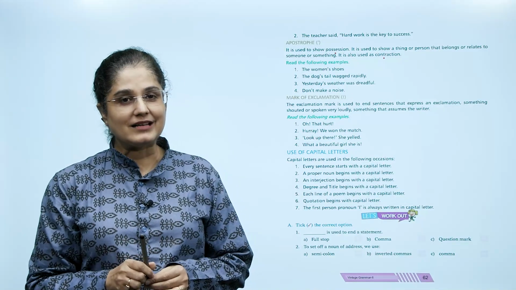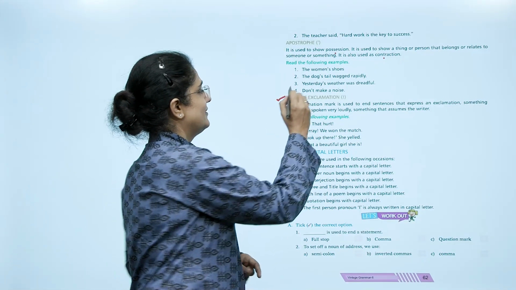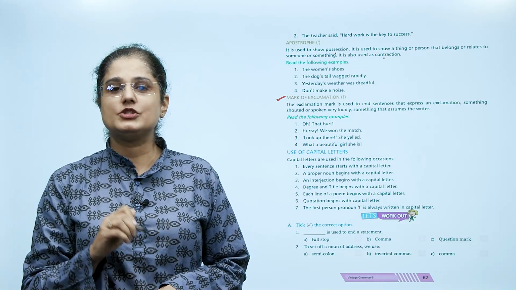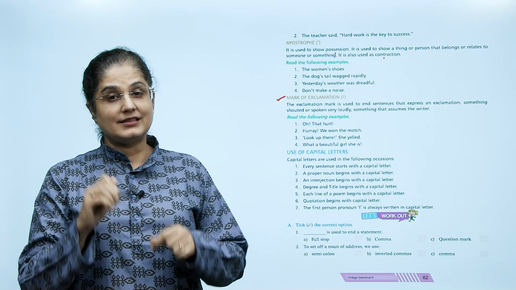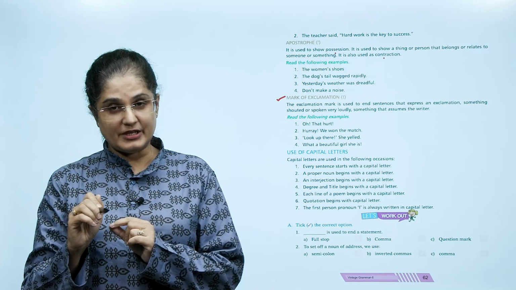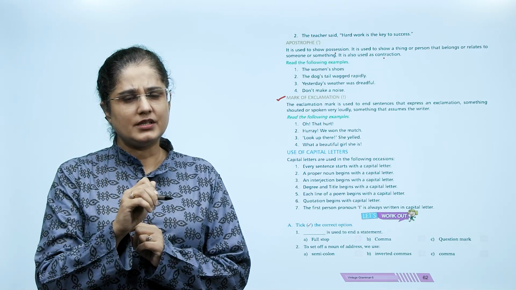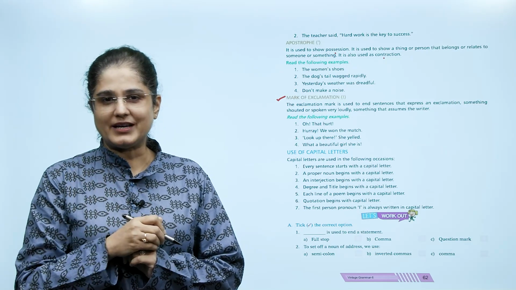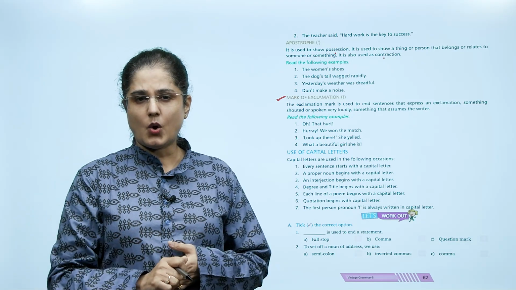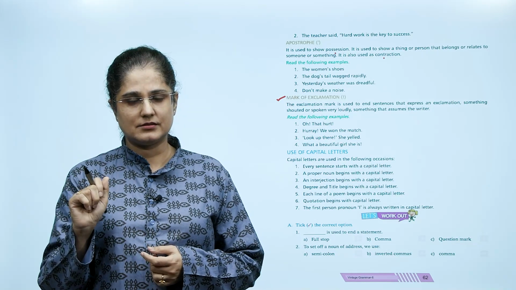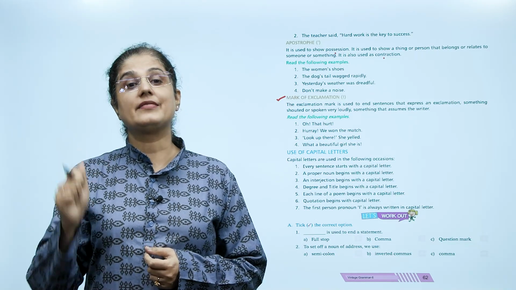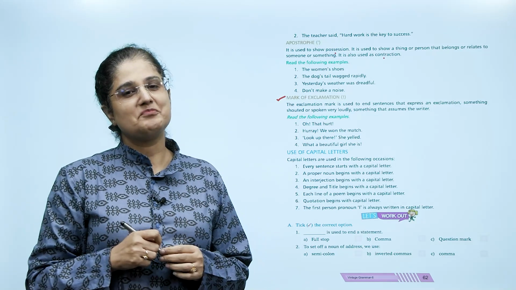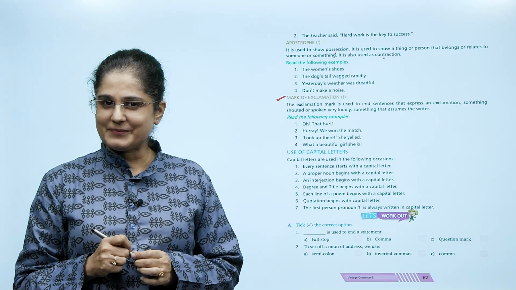Now we will look at the mark of exclamation. The exclamation mark is used to end sentences that express an exclamation. Something shouted or spoken very loudly, or something that surprises the writer. For example, oh, that hurt! Hooray, we won the match! Look up there, she yelled. What a beautiful girl she is!